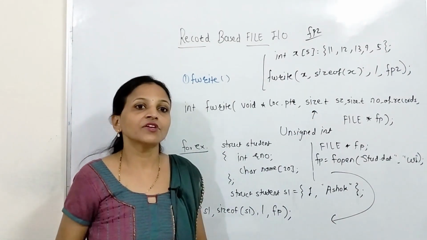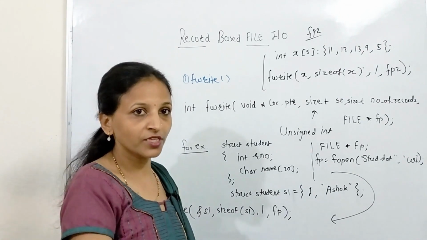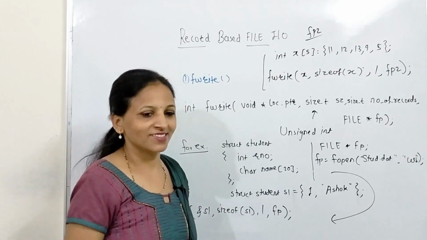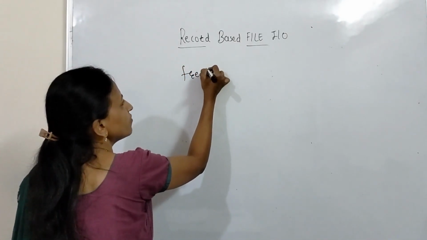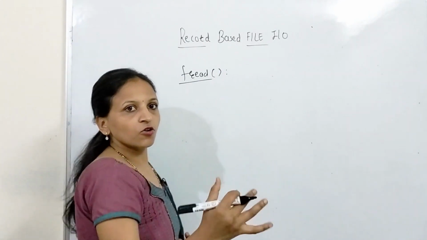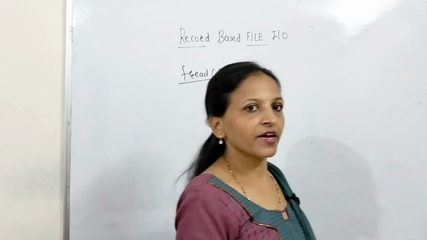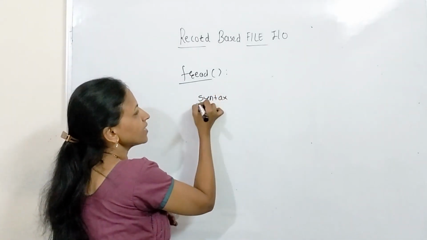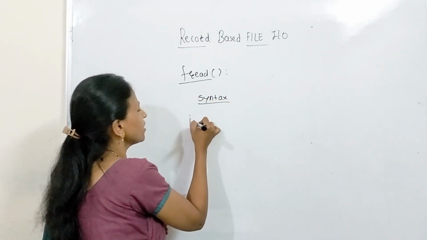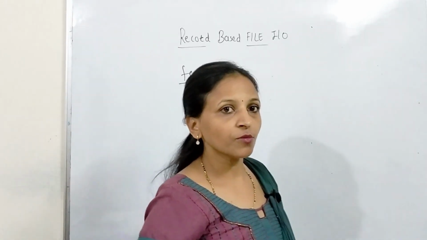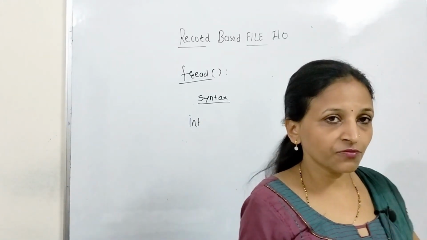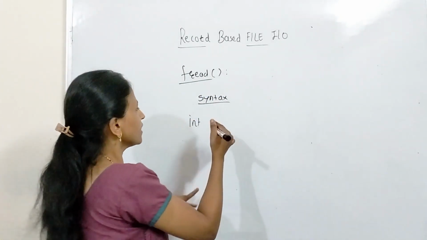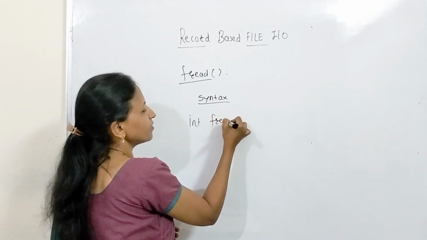Now just see the fread function, how to use it to read a record from a file or multiple records at the same time from a file. The fread function we can use to read records from a file, from a binary file. Getting? Now what is the syntax here? The syntax is again the same thing, it is returning an integer value. That integer value is nothing but the number of records this function has successfully read from the file, that is the return type. Then next is fread, that is the name of the function.